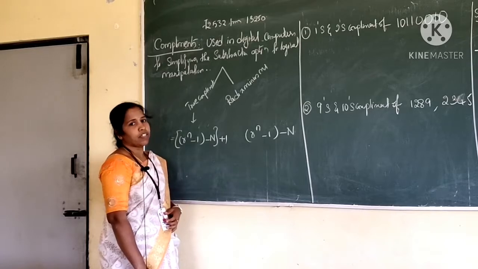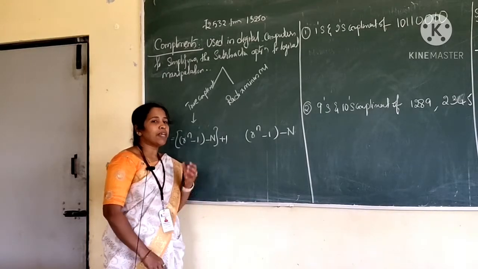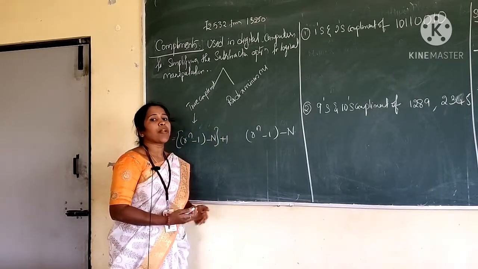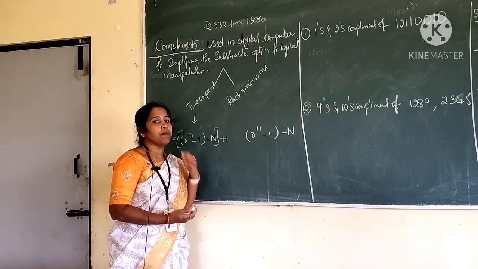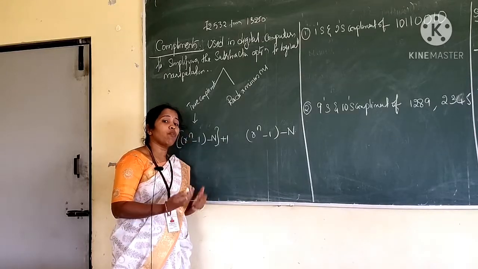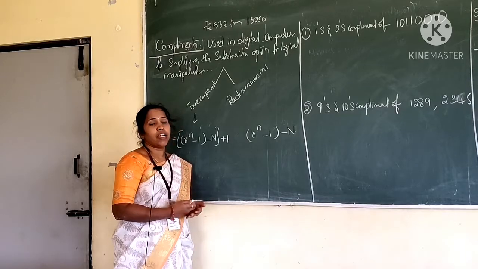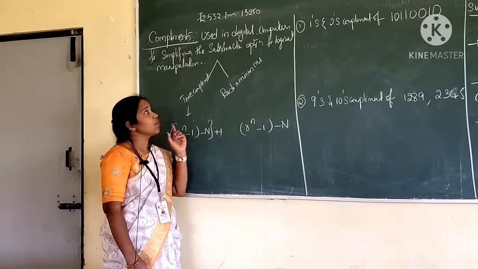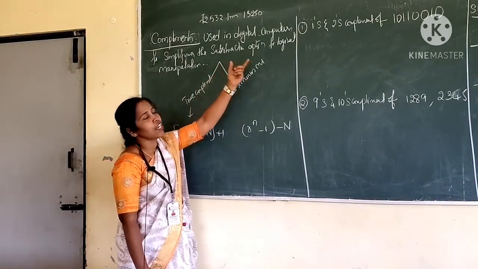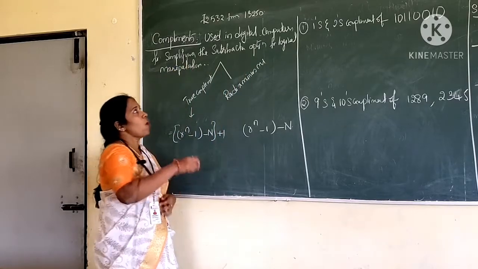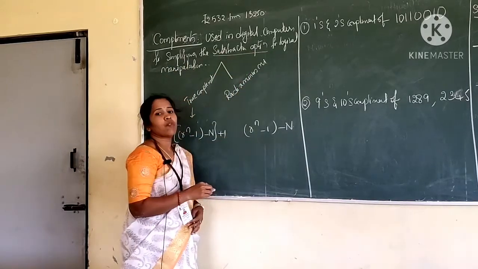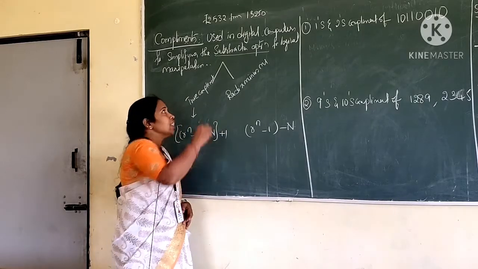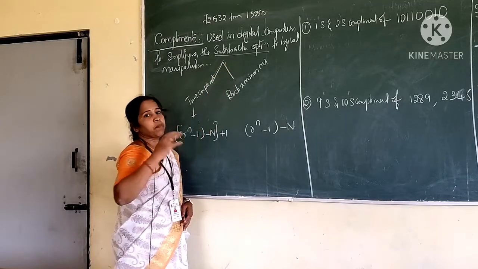So what are complements? Complements are mainly used in digital computers to perform the subtraction operation, which is used in logical manipulation. Any logical operation you want to perform, you need addition, subtraction, like that. So complements are mainly used for simplifying subtraction operations, which are used in logical manipulation.